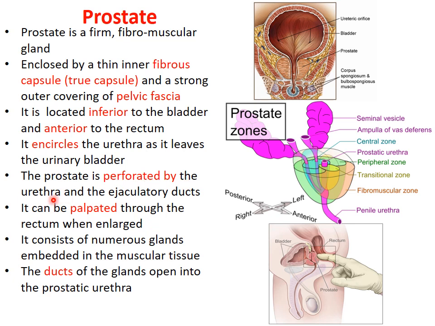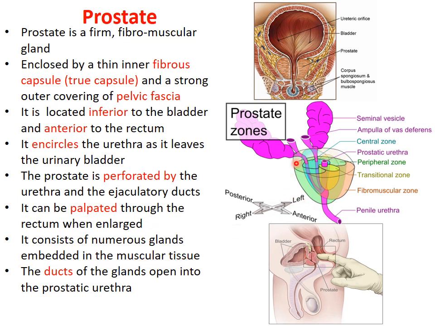It is perforated by the urethra and the ejaculatory ducts. So this prostate gland, can you see this is penetrated? This gland is penetrated by the central tube, the prostatic urethra coming from the neck of the urinary bladder. And on the posterior side, it is also penetrated by 2 ejaculatory ducts, right and left, and the 2 ducts open into the prostatic urethra. It consists of numerous glands embedded in the muscular tissue.